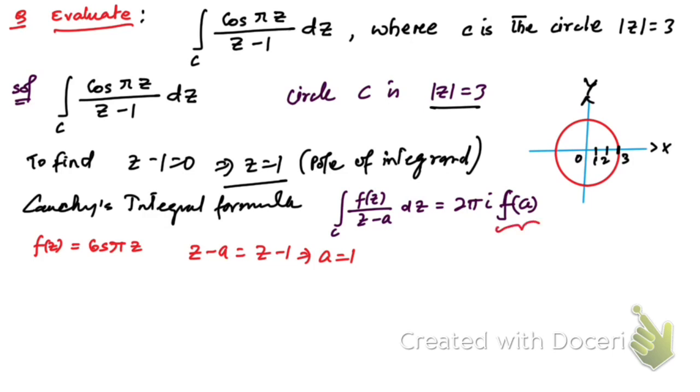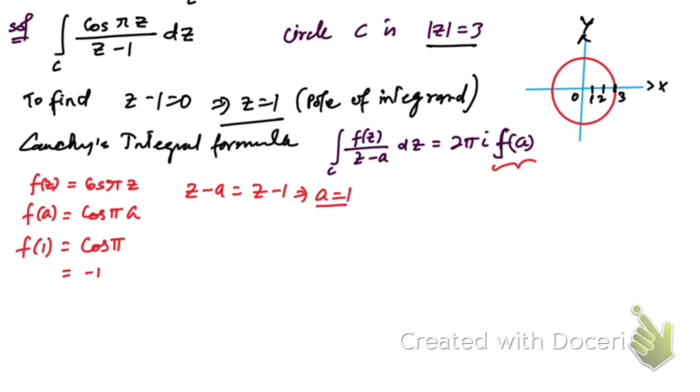So now let's find f of a. Here f of z is equal to cos pi z, so f of a is going to be equal to cos pi a, and a is 1, so f of 1 is cos pi, right? So what is the value of cos pi? That is minus 1. So what we can write, integration, just wait, let me copy these things and go to the next slide. So here these are the things that we have got.